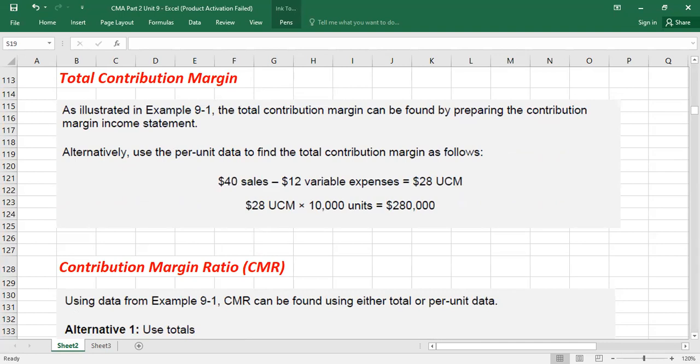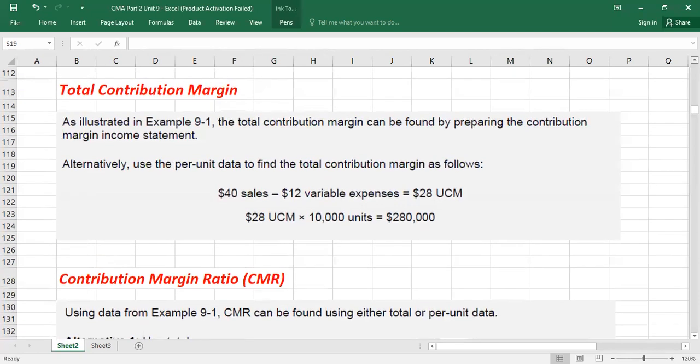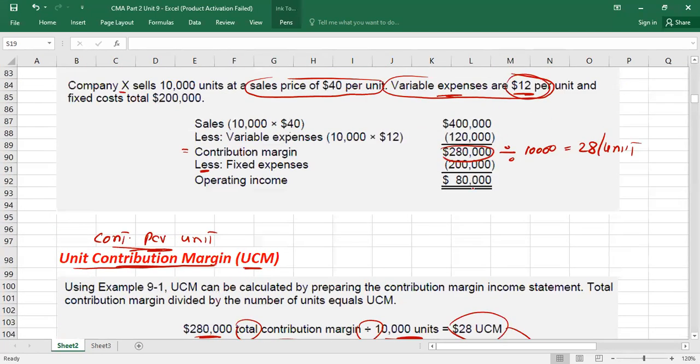Then we have another term, called total contribution. How can we find total contribution? The first way, if you look at this income statement, is to take total sales, which is 10,000 units times 40, so 400,000. From there I deduct the total variable cost, which is 120,000. So 280,000 is your total contribution. Total sales value minus total variable cost gives you total contribution margin.